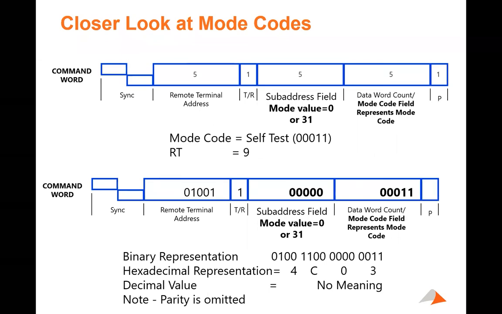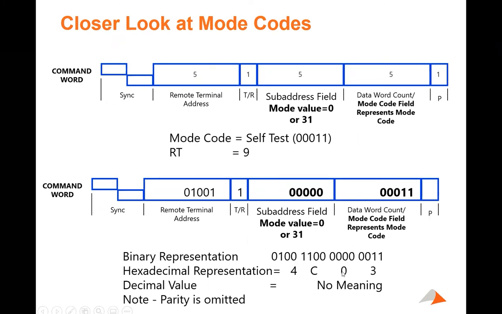Close look at mode codes. This is just about the decoding of them, and you initiate a self-test. What it would look like, code-wise: you've got your RT address, then transmit or receive, then message, and then mode code. We're calling on mode codes. We've got all zeros in the subaddress, and the mode code itself is 11.